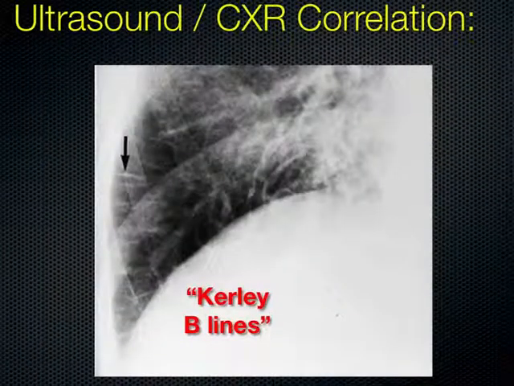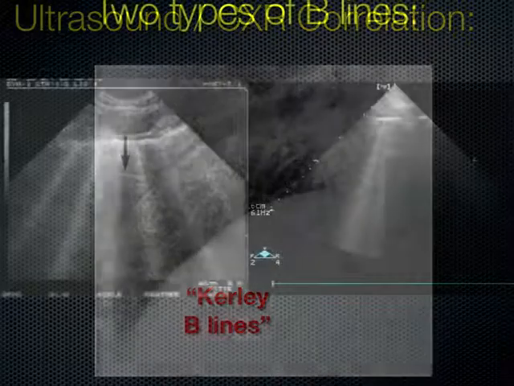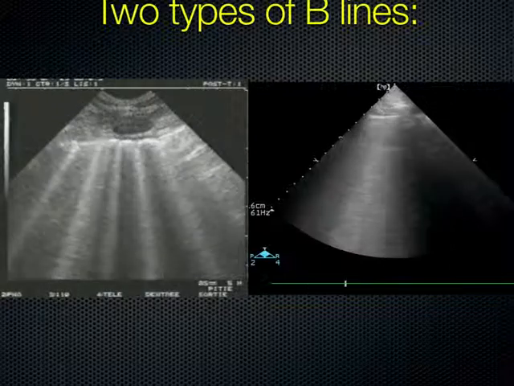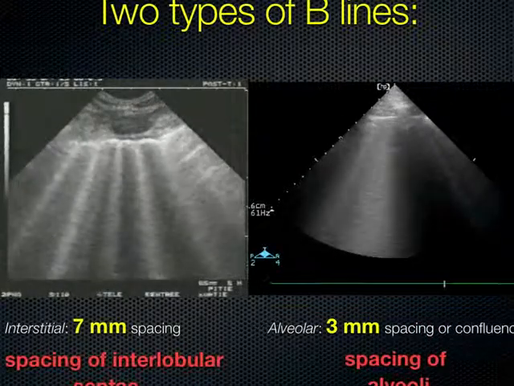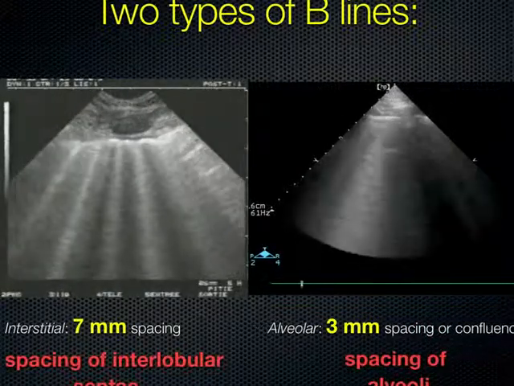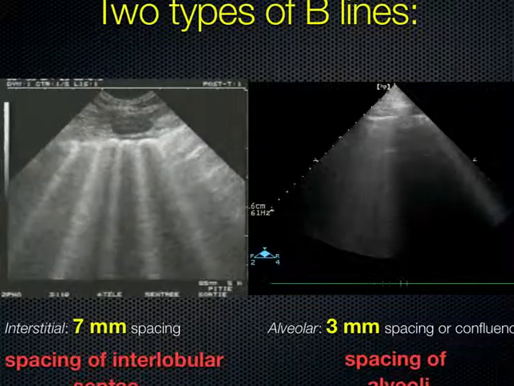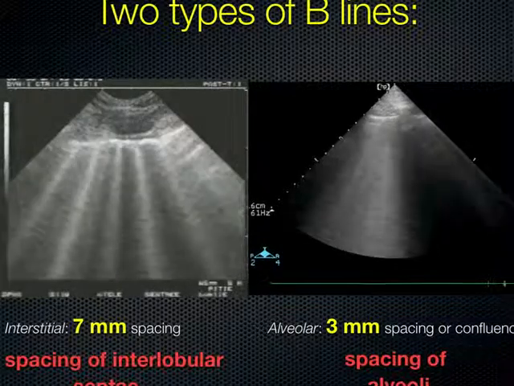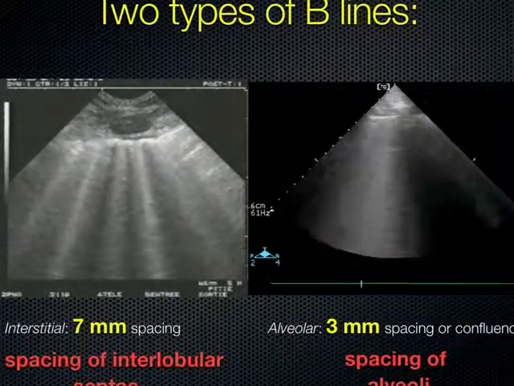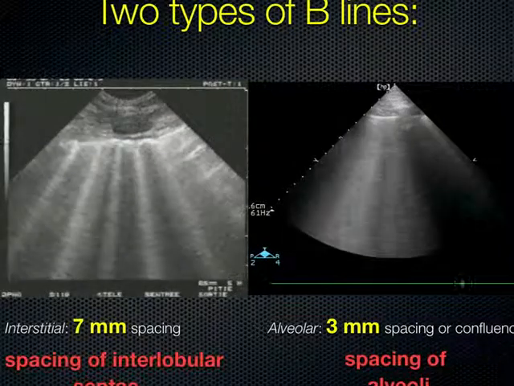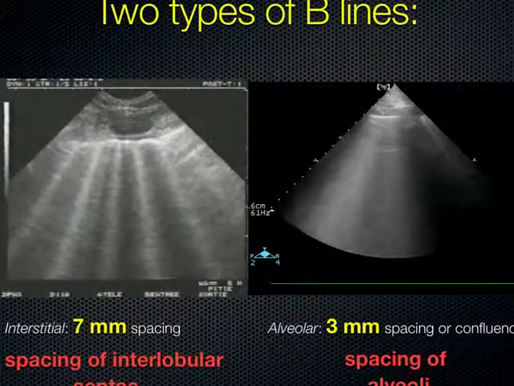B lines are essentially the ultrasound equivalent of radiological curly B lines. You can see here how these curly B lines come up to the surface perpendicularly. There are essentially two types of B lines. First is spaced approximately 7 millimeters apart from the pleural line, and the second is 3 millimeters apart, and this coincides with whether the fluid is trapped in the interstitium or whether the fluid is trapped in the alveoli.